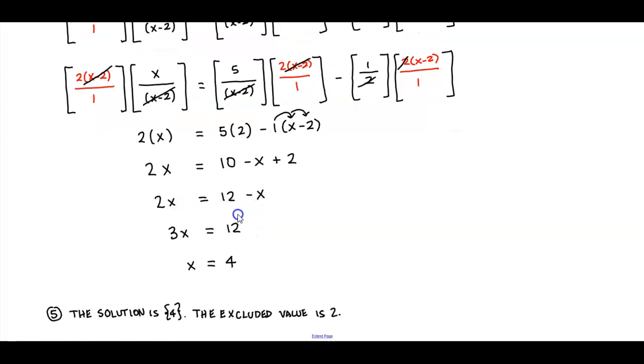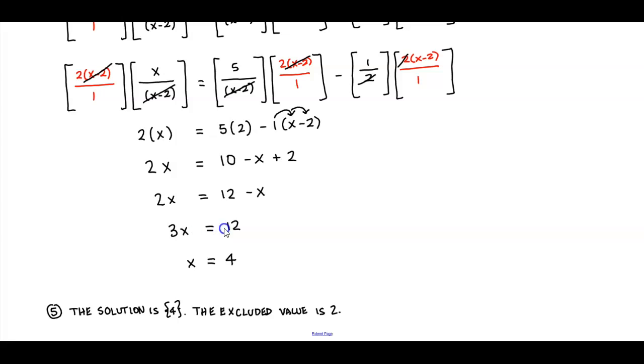And then we're going to isolate x by bringing all the x's on one side of the equation. So we add x to both sides. 2x plus 1x gives you 3x, which is equal to 12. Divide both sides by 3. 12 divided by 3, x is going to equal 4. So the solution is 4, and the excluded value at the beginning is 2. And this is a conditional statement because we have one unique solution.